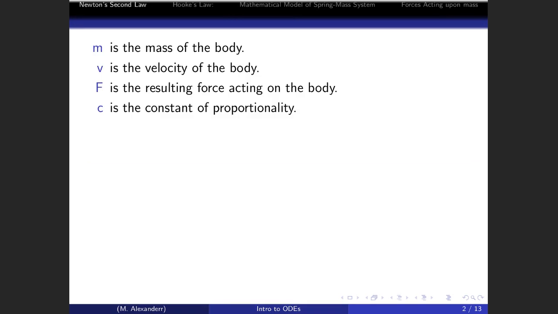Okay, so in order to start our discussion, we need to talk about some physics laws. We're going to translate physics to ODEs. The first physics law that we're going to deal with is Newton's law. Just to get some notation done, m is going to be the mass of a body, which is the block of gold that I told you before. v is going to be the velocity of the body. So suppose we give a little velocity to the block of gold. F is going to be the resulting force, and we'll talk about that later. And now c is the constant of proportionality.